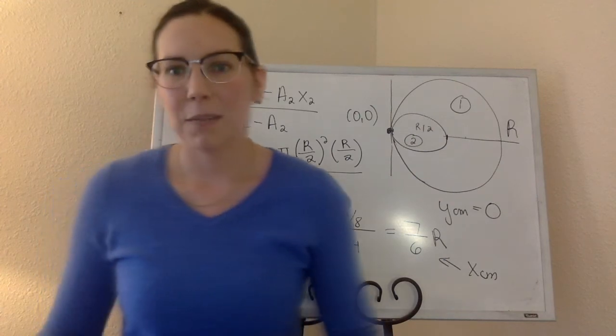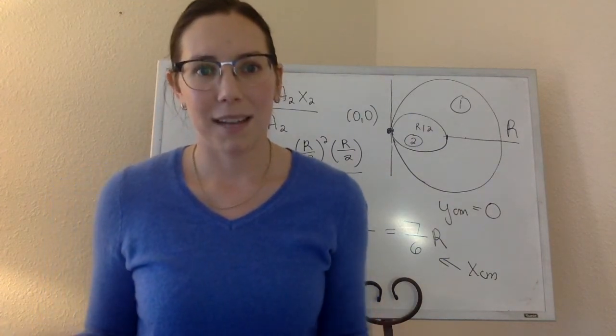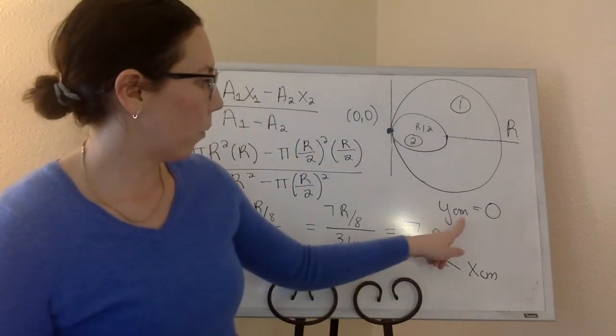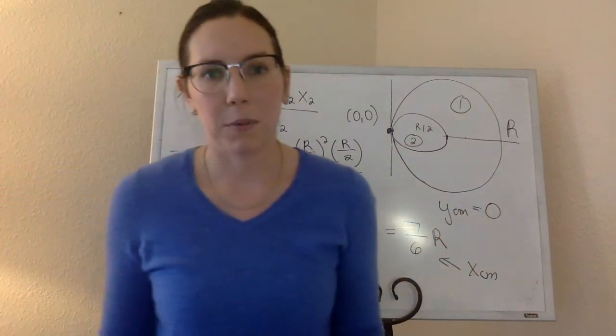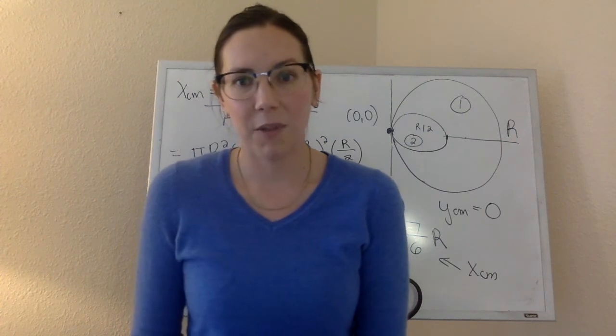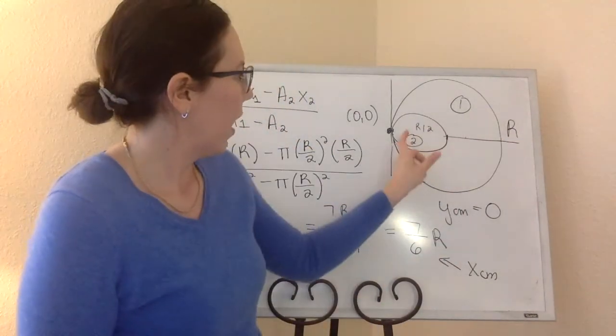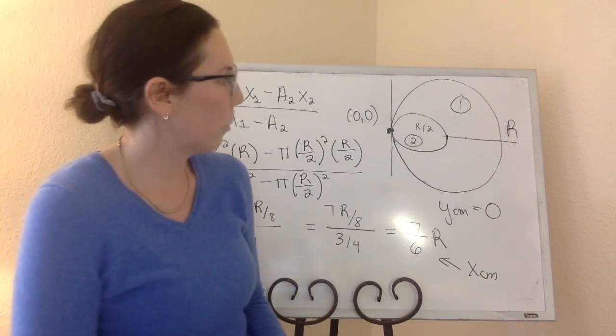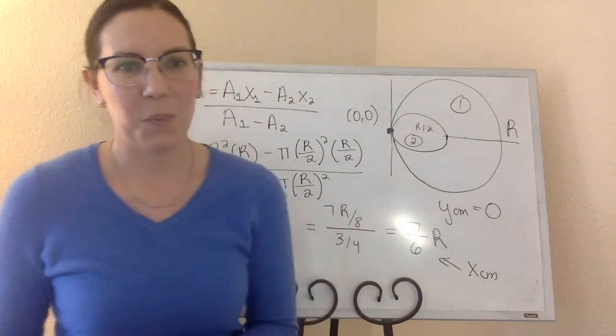And by symmetry, right away we can see that this is going to be centered on that x-axis, so we'll have the center of mass coordinate for y is 0, ycm equals 0. And I've drawn it, so we have r here, and this hole that's cut out has radius r over 2, and I'll call the larger shape 1 and then the hole 2.